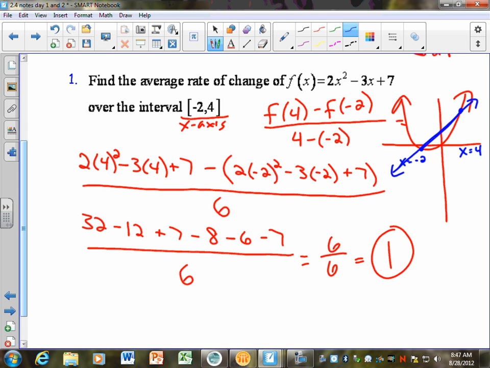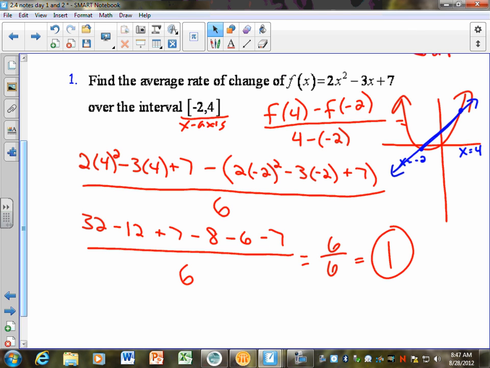Up until this point, we've only been able to find the slope of linear equations. We've never talked about the slope of a curve at a point. Well, this is what we're doing. When we're finding the average rate of change, we're finding the slope of the line that would go through there. Okay?